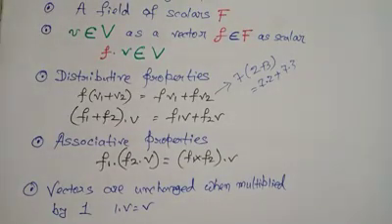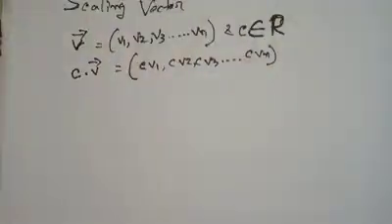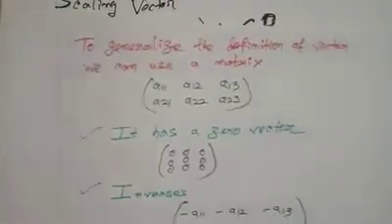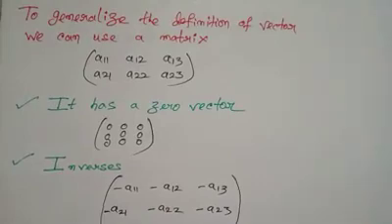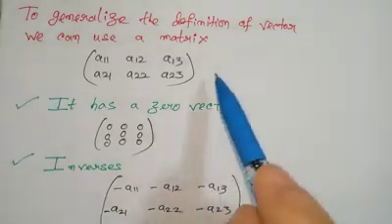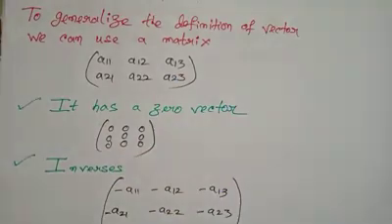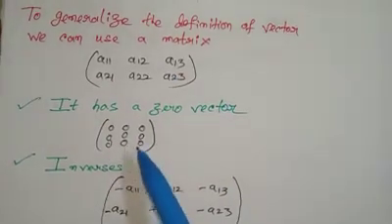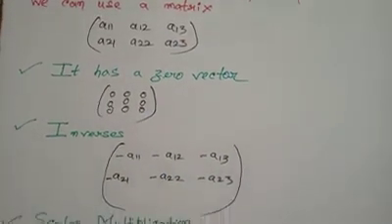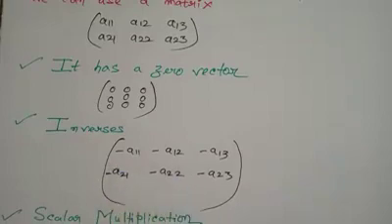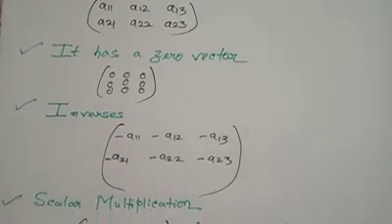The question is, can we further generalize all this definition into a matrix, because we are dealing with linear algebra. Here it is. I've written this again just to save time. To generalize the definition of a vector, we can use a matrix. This is a 2 by 3 matrix. It has a 0 vector, obviously, 0, 0, 0. It has inverses, negative signs, right? And it has scalar multiplication.